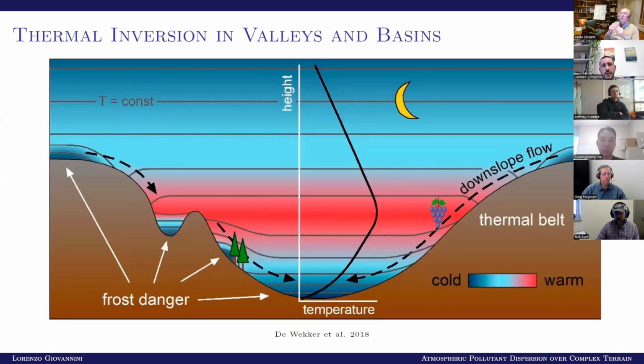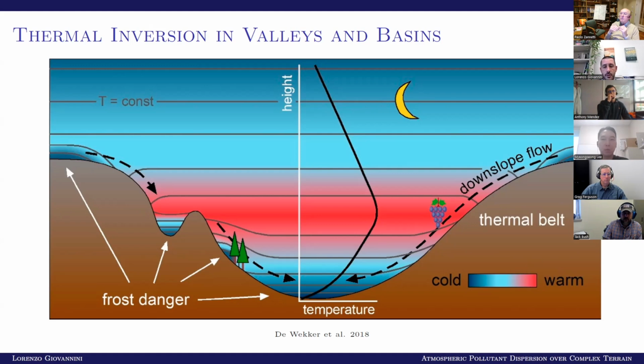As I was mentioning before, one of the peculiar aspects that can affect pollutant dispersion over complex terrain is the development of very strong thermal inversions. Of course, a thermal inversion, as you probably know, is an increase of temperature, which can be, for example, close to the surface, as in this picture. So in this case, it is called a ground-based thermal inversion, or there can also be some elevated layers in the atmosphere. In that case, we can talk about elevated thermal inversions.